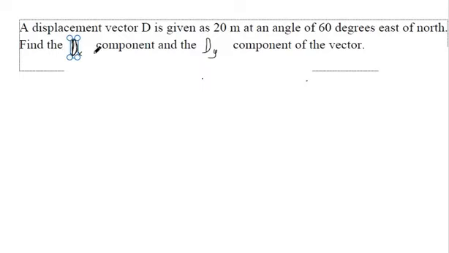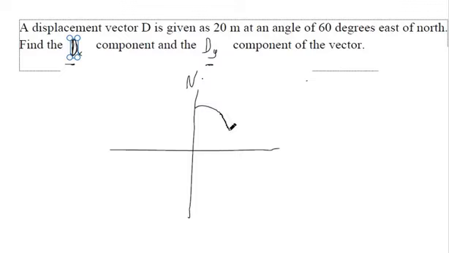We're asked to find the dx and dy components, which just means the change in x and the change in y for this vector. So displacement vector d is given as 20 meters at an angle of 60 degrees east of north. So here's north, south, east, west, and this is north. And 60 degrees east of north, that's saying that's 60 degrees rotating from north towards east.